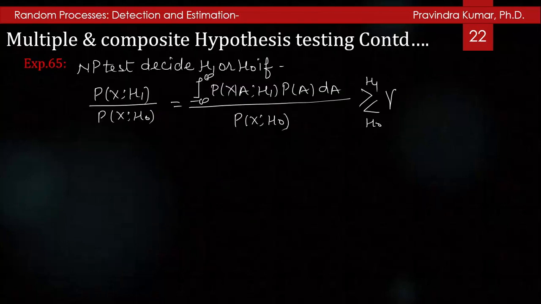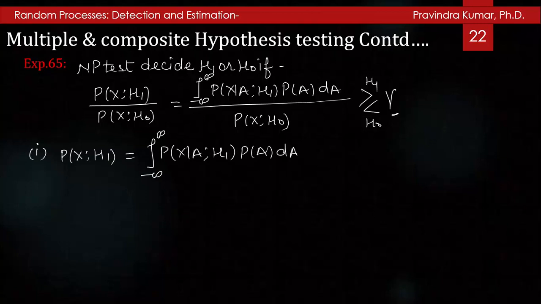So the simple NP detector decides H1 if p(x; H1) by p(x; H0), meaning the integration from minus infinity to infinity of p(x | A, H1) p(A) dA divided by the PDF under hypothesis H0, p(x; H0), is greater than the threshold value gamma.